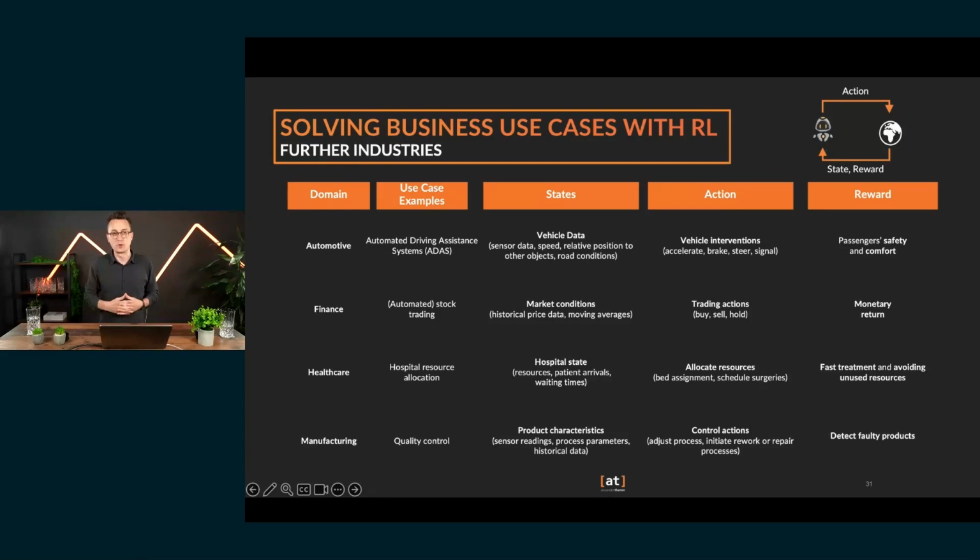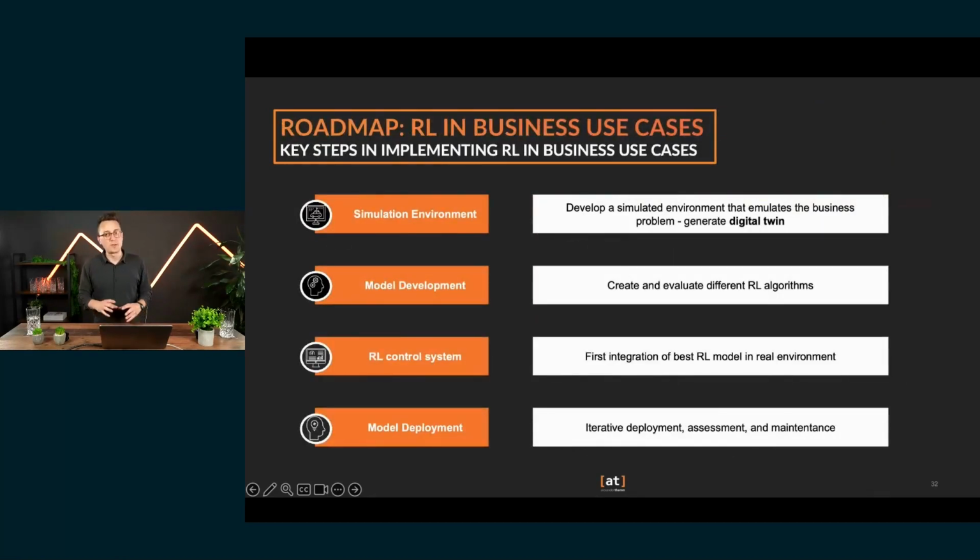Or as a final example, reinforcement learning is also used a lot in the domain of manufacturing, such as quality control, where the state reflects certain product characteristics like sensor readings and process parameters, and the reinforcement learner learns to take certain control actions like adjusting the process, initiating rework or repair in order to detect and ideally avoid faulty products. And with that, we would like to finish this part with a general roadmap.